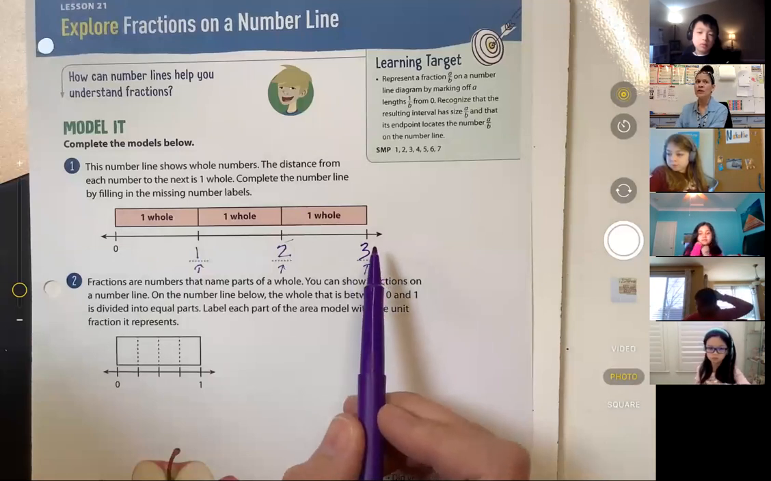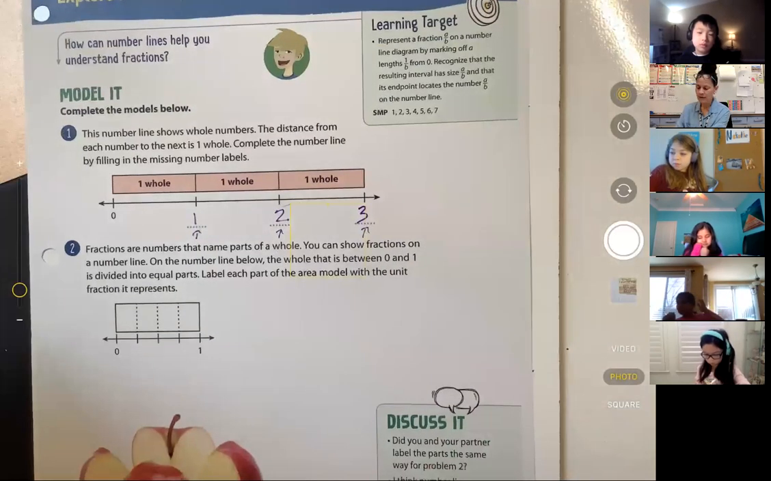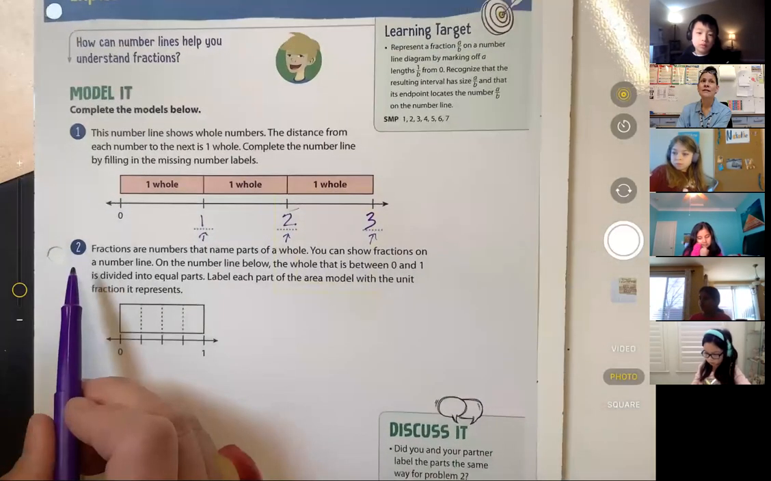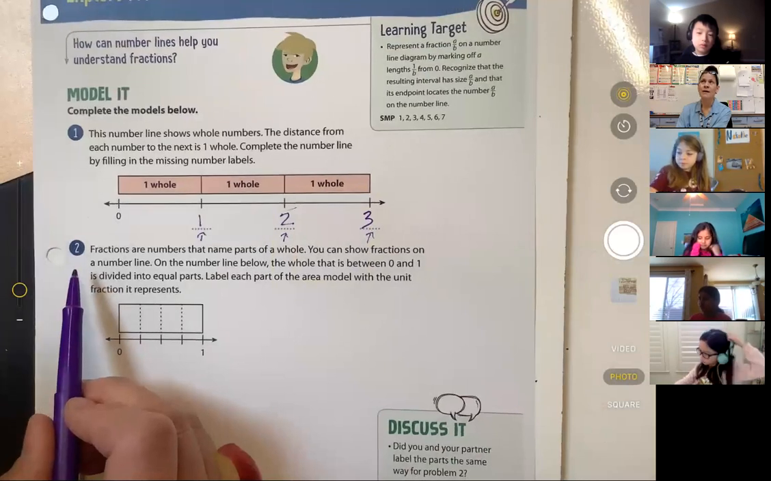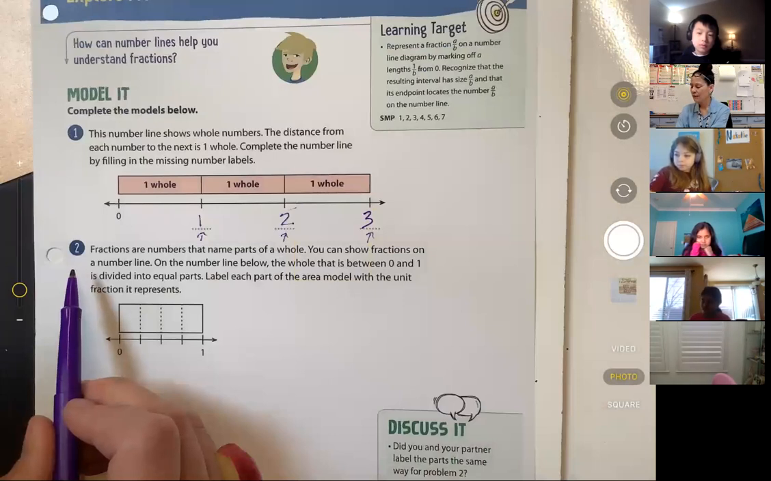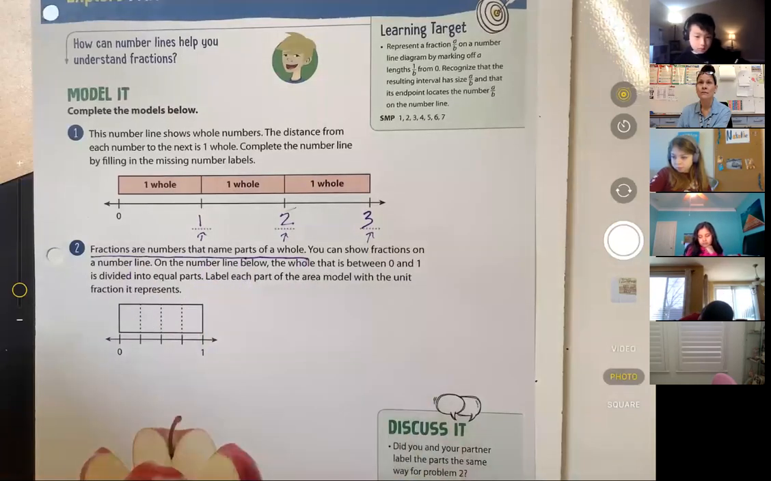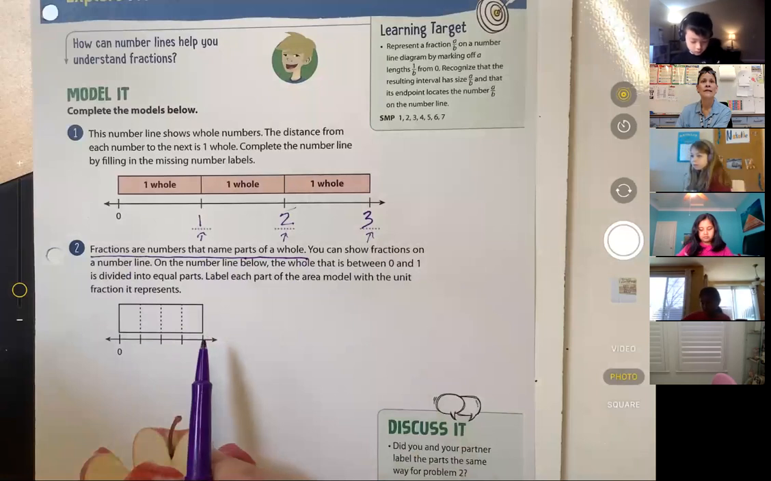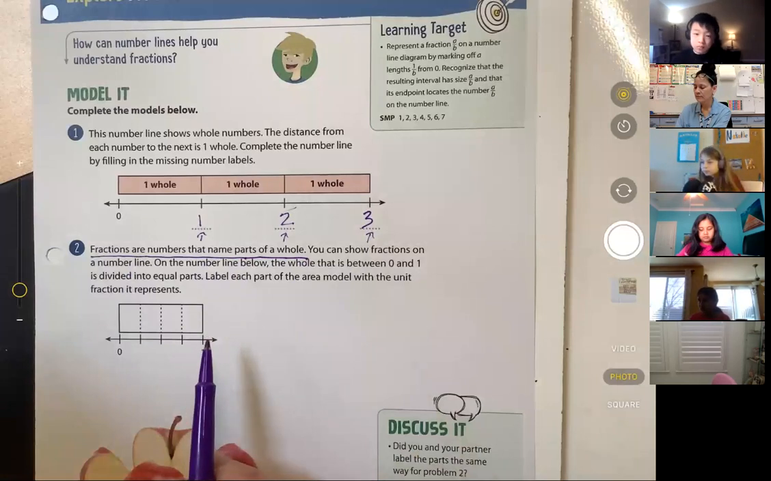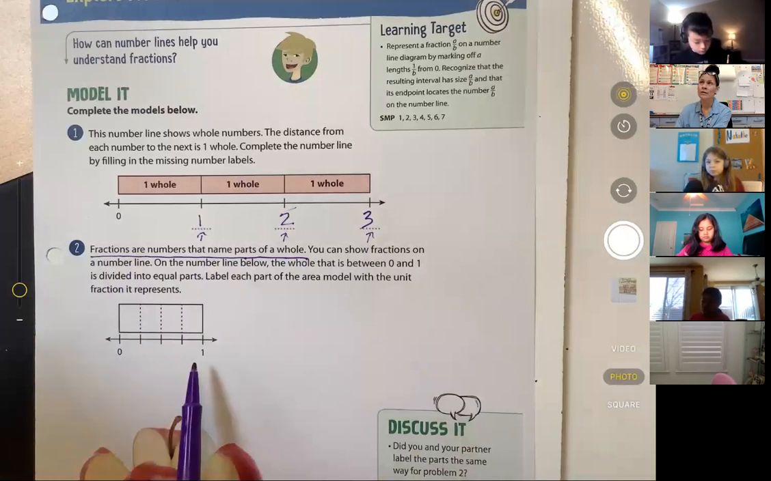But if you take a look at question number 2, it is also saying that fractions are numbers that name parts of a whole. And we did learn that in lesson 20. Again, fractions are numbers that name parts of a whole. You can show fractions on a number line too. On the number line here, the whole that is between 0 and 1 is divided into equal parts.